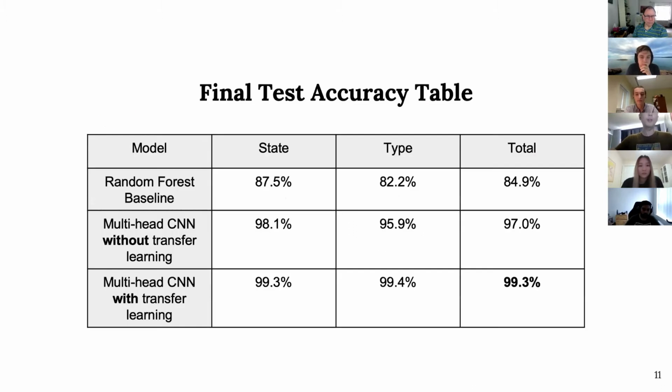The final accuracy table was created with the balanced test set that we mentioned before. As seen on the table, the transfer learning model outperforms the random forest baseline and the non-transfer learning model, and it's able to reach 99% accuracy.